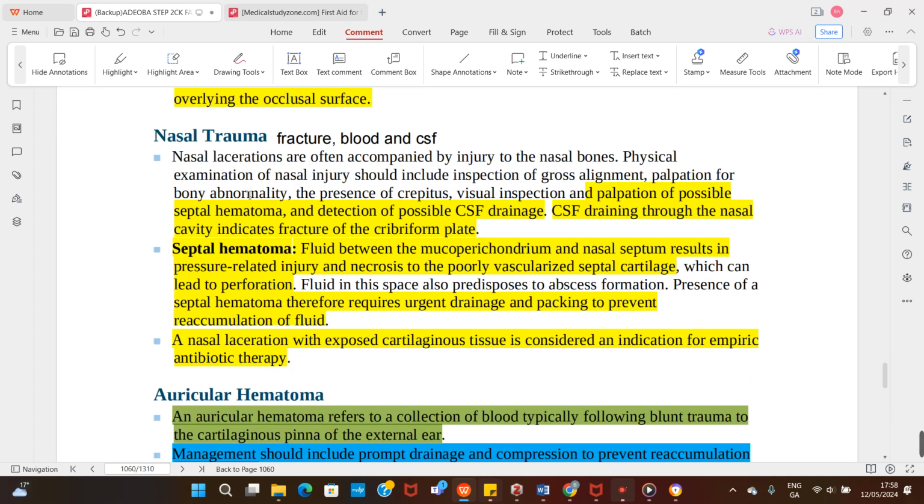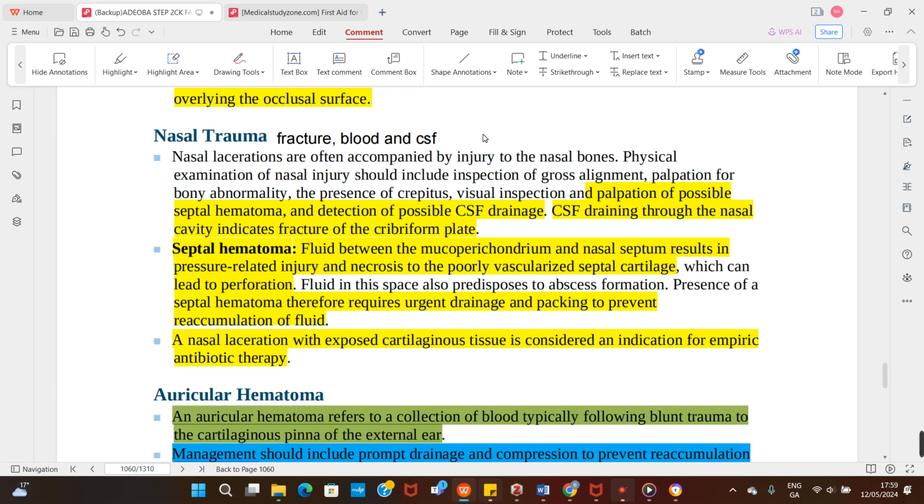So somebody suffers nasal trauma. What I just want us to have in the back of our mind is fracture to the nose, blood collection, and CSF drainage. So penetrating injury to the nose might cause laceration, right? And injury to the nasal bone too. So you want to do your gross examination, look at is there any deformity of the nose, like look for any form of malalignment. You palpate for any deformity of that nose. You can feel for crepitus, right? So you have to palpate too for hematoma.